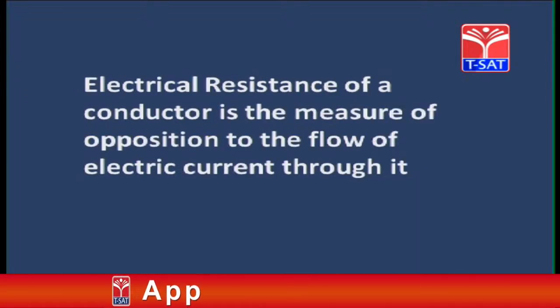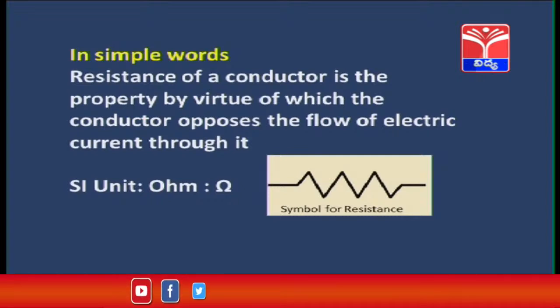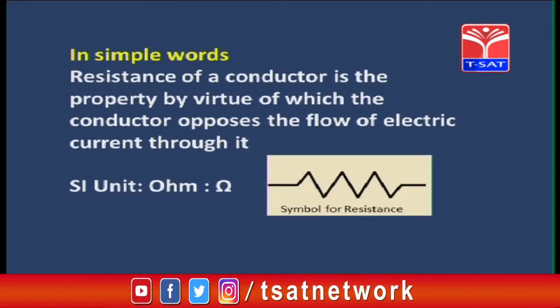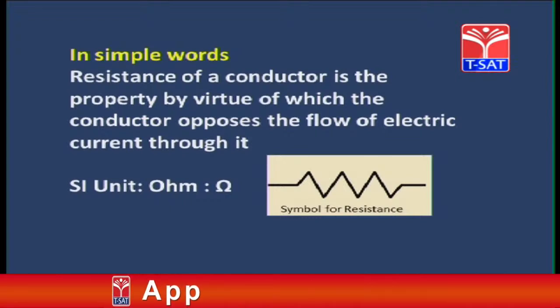Electrical resistance of a conductor is the measure of opposition to the flow of electric current through it. In simple words, resistance of a conductor is the property by virtue of which the conductor opposes the flow of electric current through it. The SI unit is ohm and the symbol is omega. We draw resistance with the zigzag lines as shown in the figure.